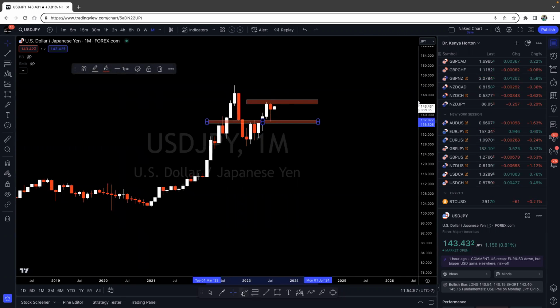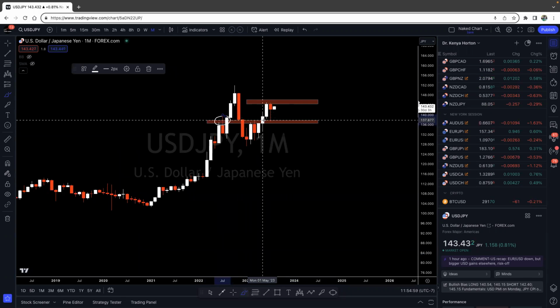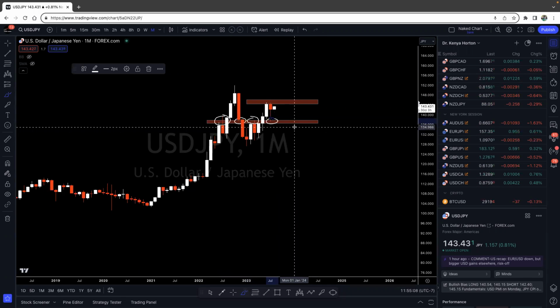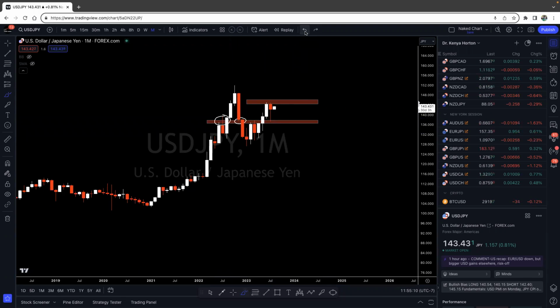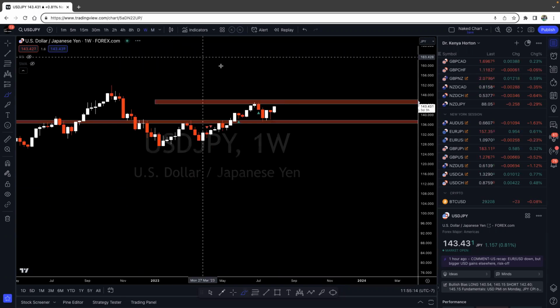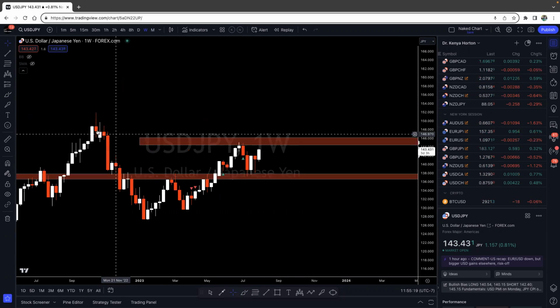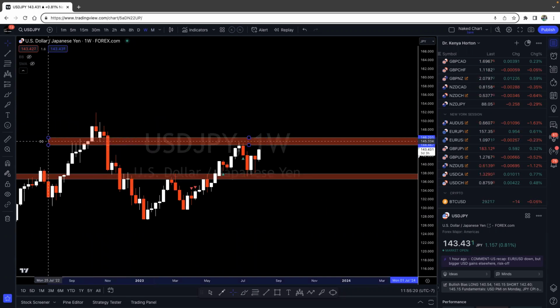So let's go ahead and map that out. We have a resistance. We also have an area that tested as support. It then tested as resistance, rejected as support, and then the market continued to push up. Based on this activity, we want to be mindful of these levels because this is where we can spot opportunities for the future.